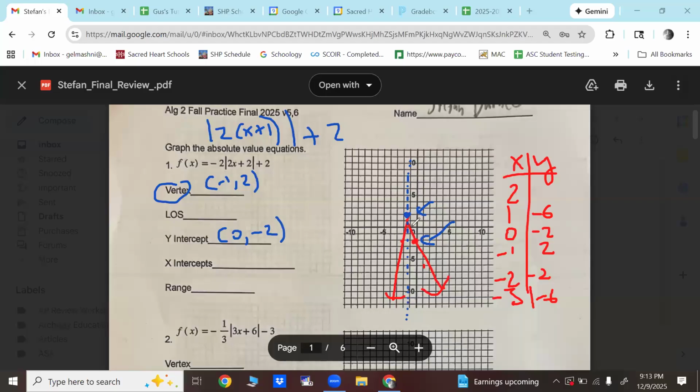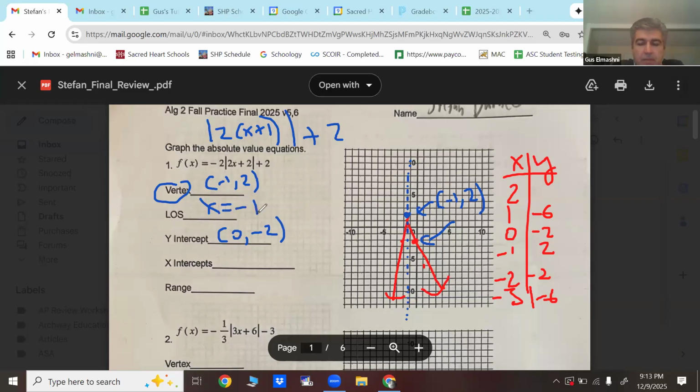Well, hold on. Where's this vertical line crossing the x-axis? It crosses at 2. I mean -2. No, no. Well, my vertex was negative one comma two. Oh, so it's -1. And you're going to say x equals. All right. Definitely do another one because I think I want you to work out the kinks here.